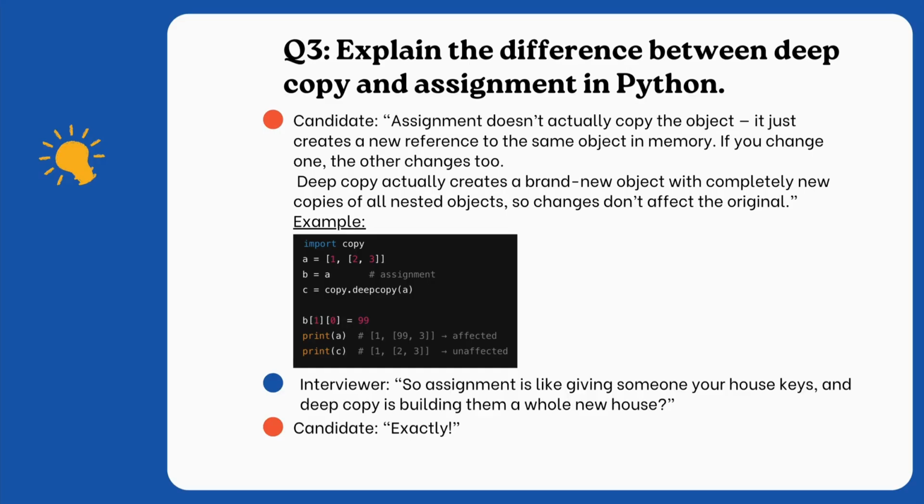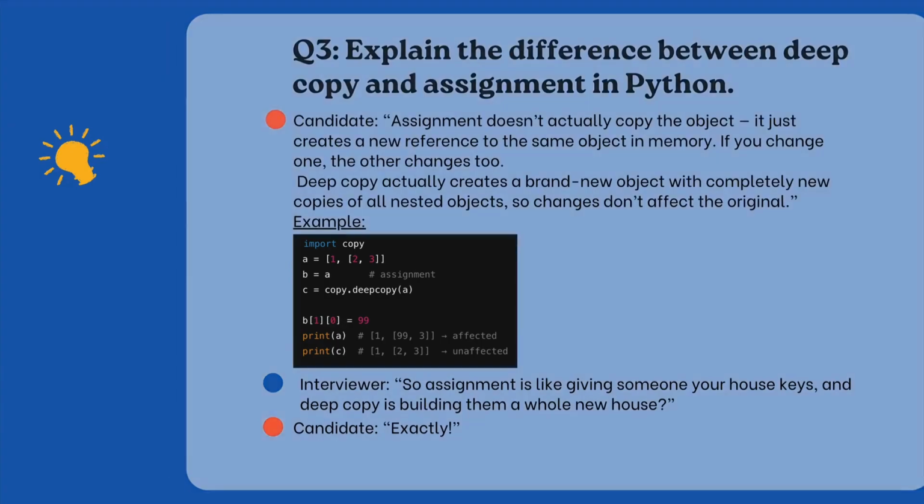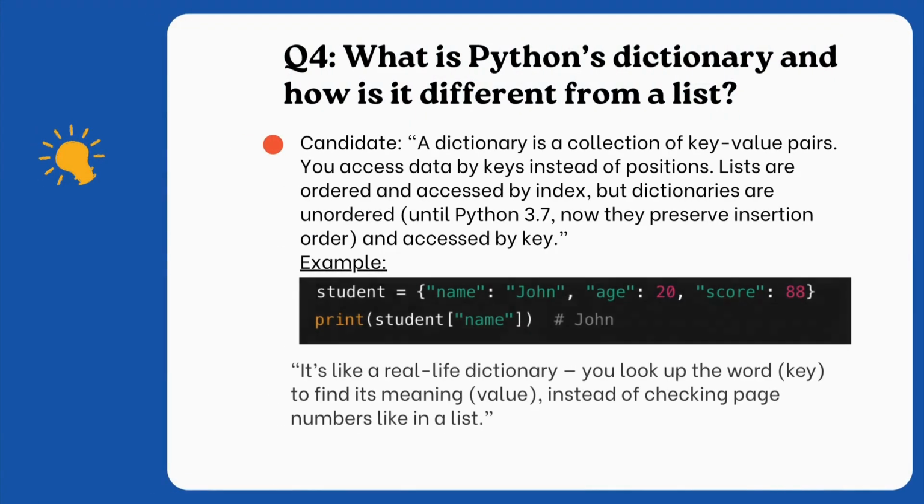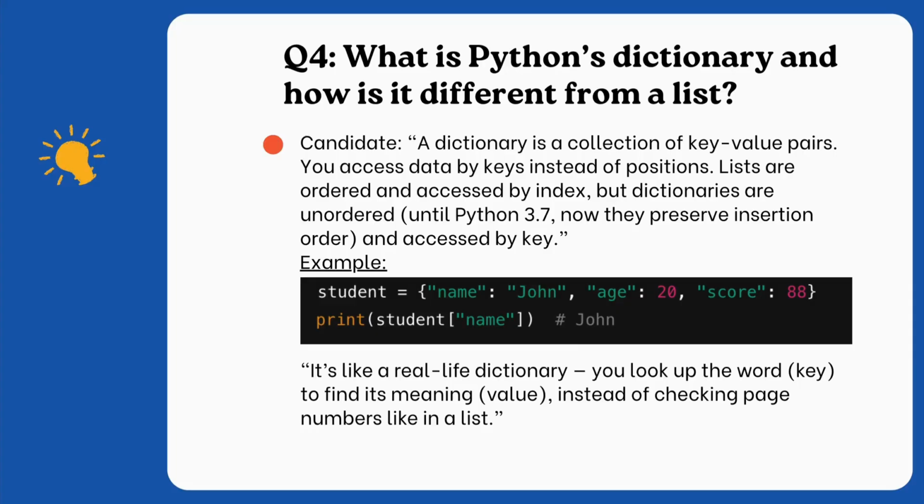Deep copy actually creates a brand new object with completely new copies of all nested objects, so changes don't affect the original, as mentioned in the below example. So assignment is like giving someone your house keys, and deep copy is building them a whole new house? Exactly.